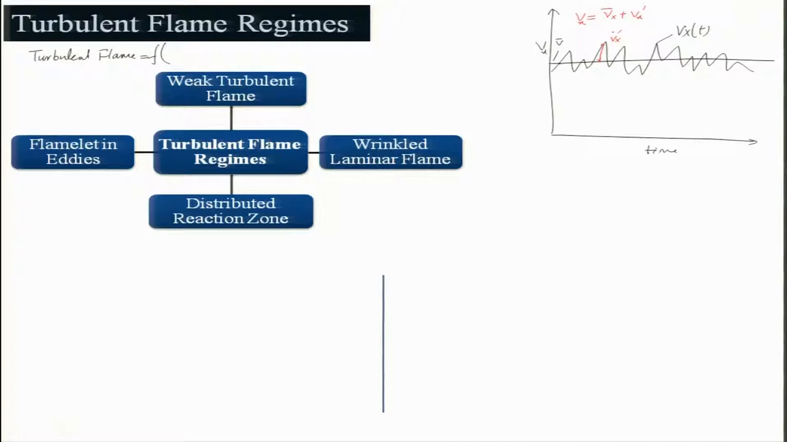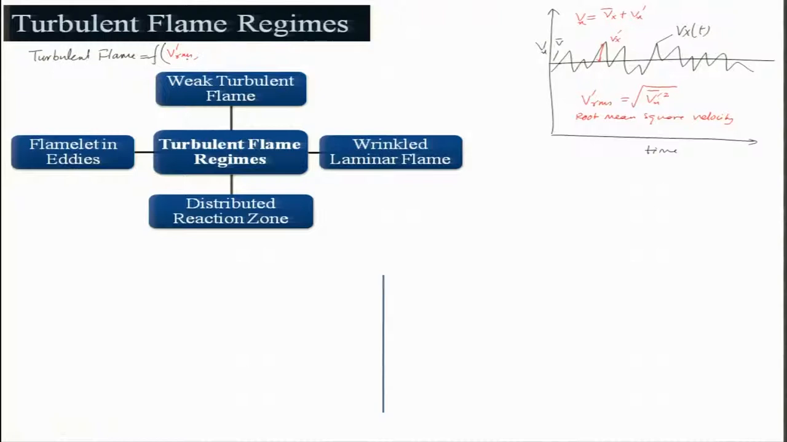Then how will I consider it? What will I have to do? I will have to define an RMS velocity. V dash RMS will be basically root over V dash square x, because I am talking about x. Are you getting it? Average, root mean square. This is the root mean square velocity fluctuating component. So that means turbulent flame will be a function of V dash RMS.